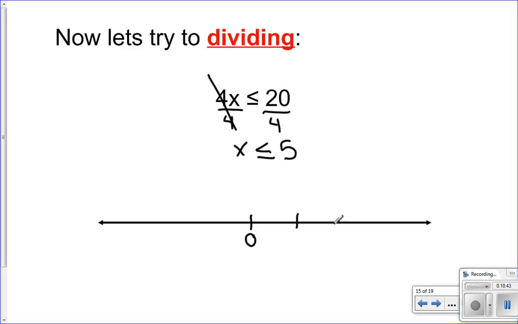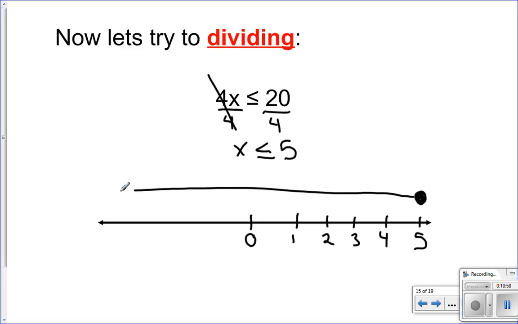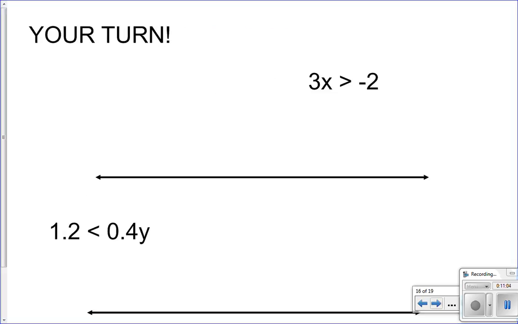0, 1, 2, 3, 4, 5. And it's less than or equal to, so it's a closed circle. It's everything less than it. All right, try these two on your own.